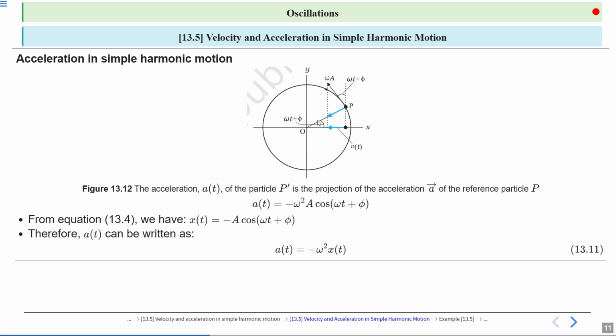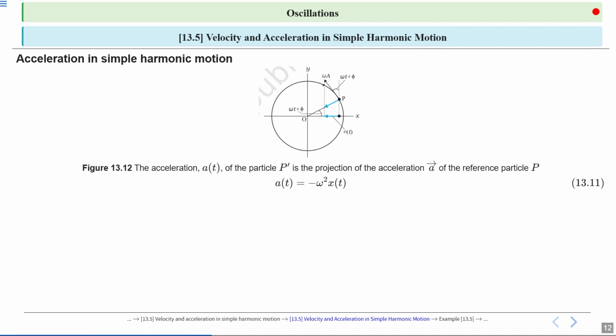The acceleration is always directed towards the center, opposite to displacement, and its size is proportional to how far the particle is from equilibrium. For example, if omega is 2 radians per second and x(t) is 0.5 meters, then a(t) is equal to minus 4 times 0.5, which is minus 2 meters per second squared. The negative sign shows the restoring nature of the force in SHM.